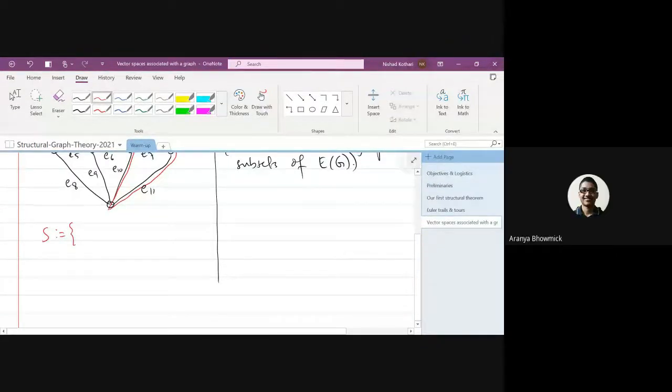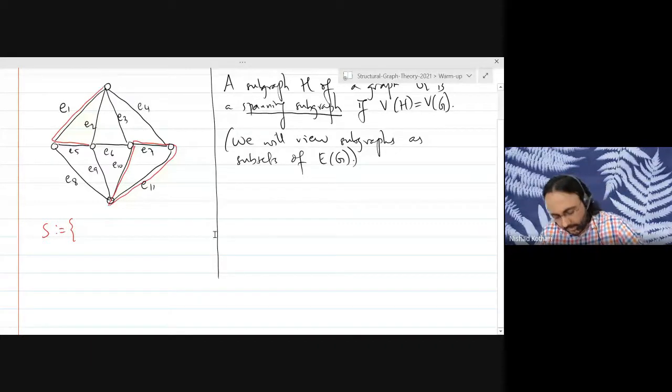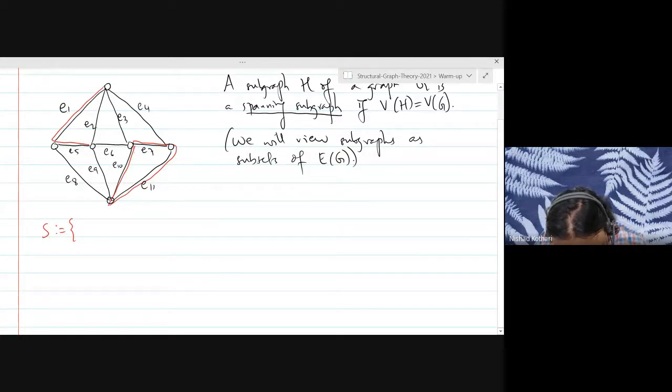Sir, in this context, any subgraph is a spanning subgraph, right? Right. In this context, yeah, that's right. Okay, so let's see what our edges are: 1, 5, 7, 10, and 11.